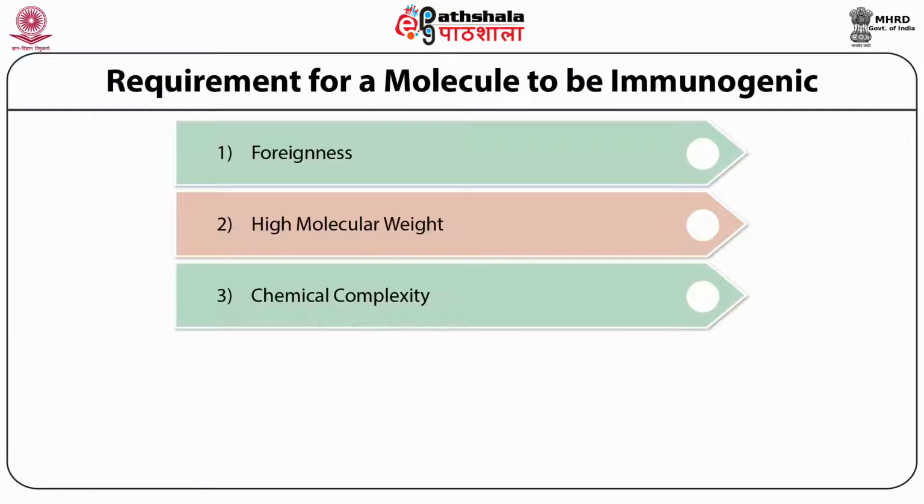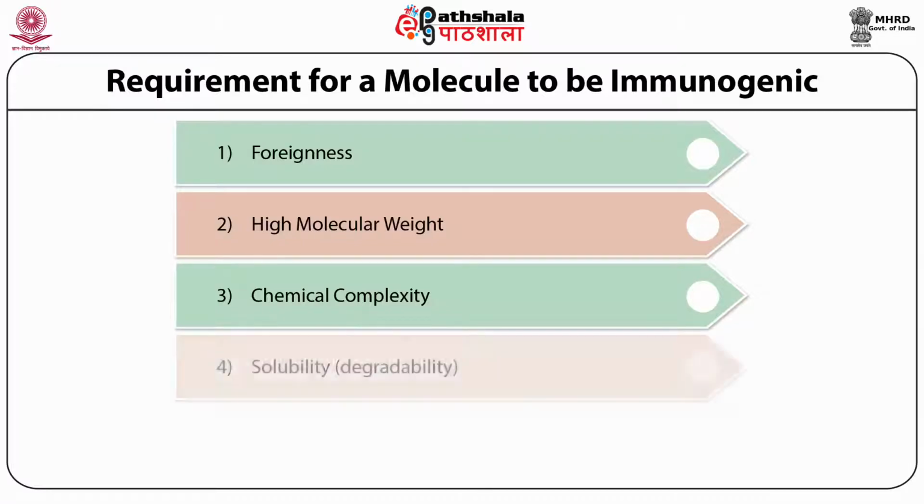The moment you add certain key amino acids like tyrosine or tryptophan to the collagen molecule and inject it into any host, it produces an antibody. This clearly indicates that even though a molecule has a very high molecular weight and is foreign to the body, it still does not induce an immune response because it lacks some critical amino acids that are to be present in a protein molecule.